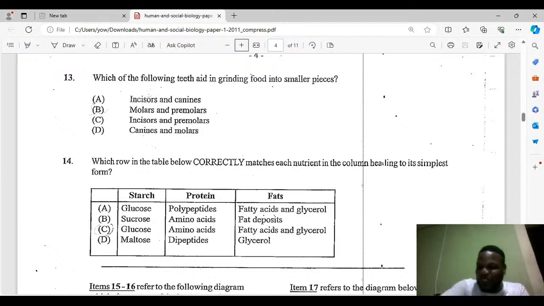That's basic stuff, guys. Make sure you write that down. 3 fatty acids and 1 glycerol. Make sure you jot that down somewhere.